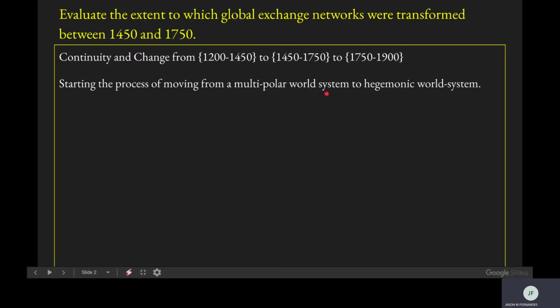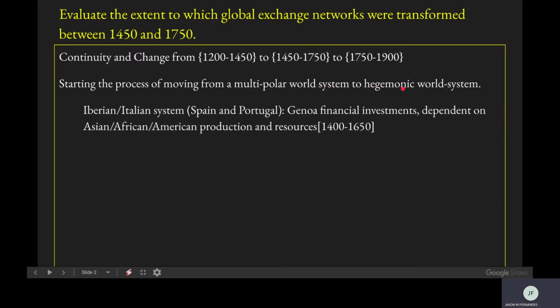We're going to start to lose that during this period and start moving to what we would call a hegemonic world system, where there's this one powerful entity that's trying to control world trade. And we'll look at a couple of examples of that. So we're going to move from this older system of overlapping circuits, where nobody's really dominating it, to a system where you're going to have people who are trying to dominate it, primarily these European states.